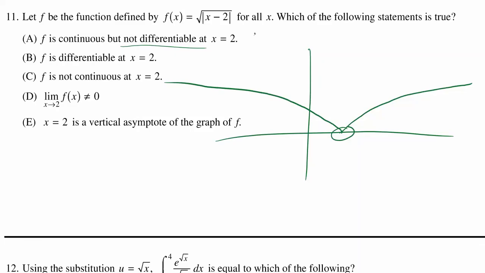So I think we hopefully found our one right away that's true. Let's check. Differentiable at 2, we just said it wasn't. Not continuous at 2, it is. The limit as x goes to 2 is not equal to 0, well, it is. And vertical asymptote. No vertical asymptotes at all, so it's got to be A.